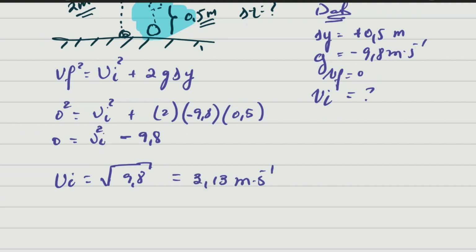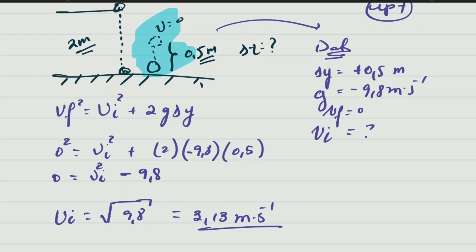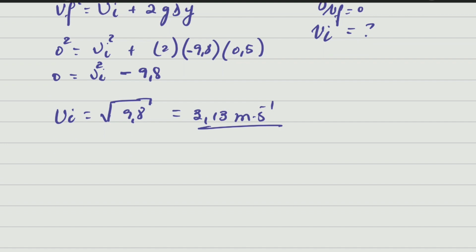And here is the answer for the initial velocity of the object. So this is the velocity with which this ball leaves the ground, but that is not the question. The question is to calculate the time taken to reach the maximum height after the bouncing.